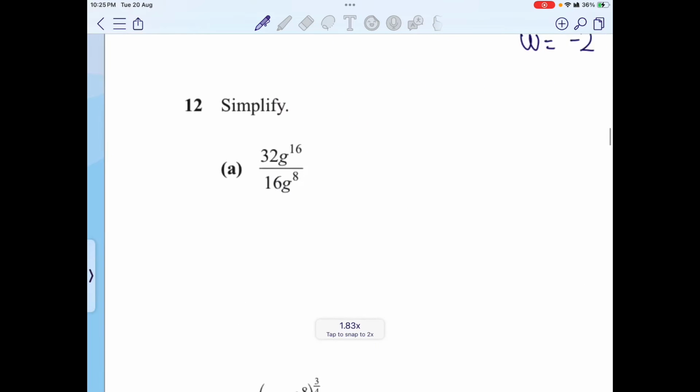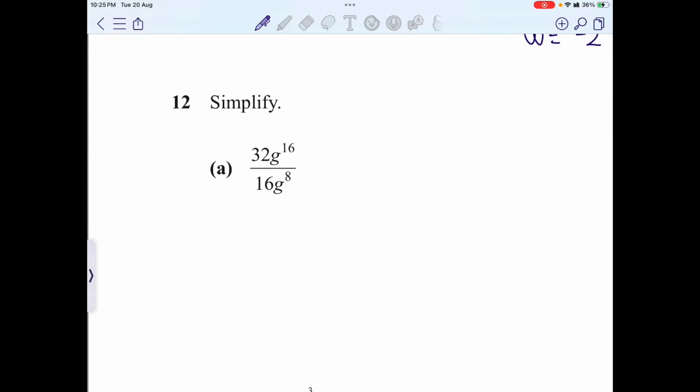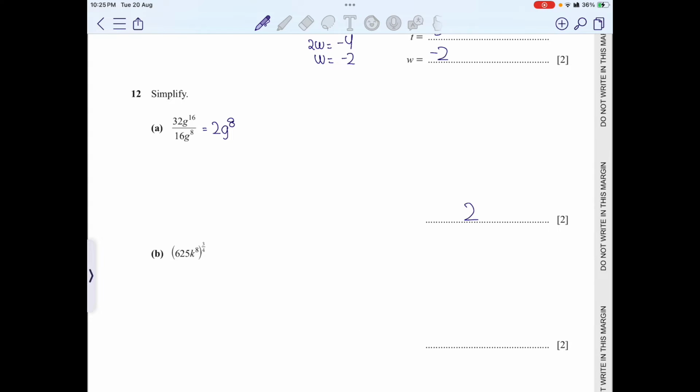Alright, moving on. Now here we have to simplify. So whenever you have this type of question, first you do the whole number. 32 divided by 16 is 2. Then g^16 and g^8. Now g is a variable, but because it has a power, 16 minus 8, you could just subtract the powers. Just write g^(16 minus 8), which is g^8. Alright, that's the basic rule of indices.